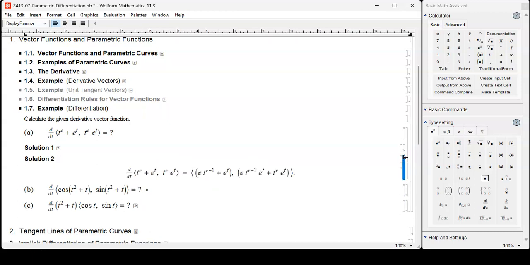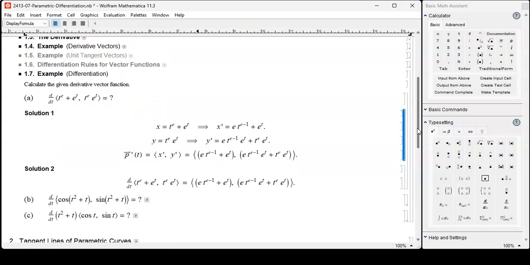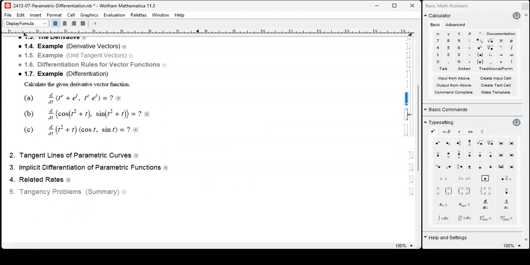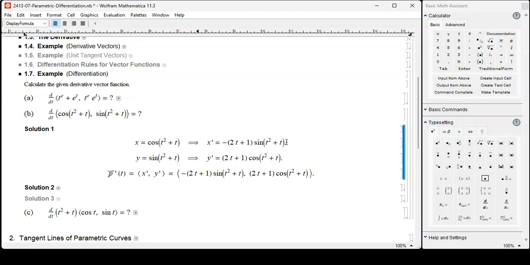Let's see, how about the second? Solution 2. What's the difference between solution 1 and solution 2? They're the same. I just did the derivative computation in a single step. How about this one here? The derivative computation: cosine of t squared plus t, sine of t squared plus t. Start to play back and try on your own. It's just a chain rule problem. So what is it? Take the derivative. Sine becomes cosine. You have to multiply the derivative of the inside.